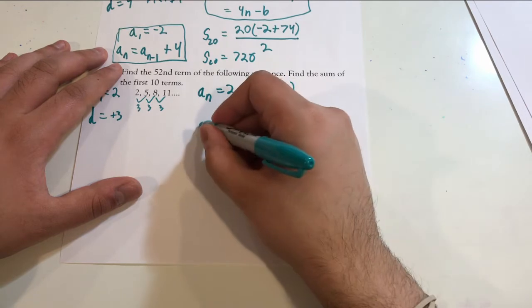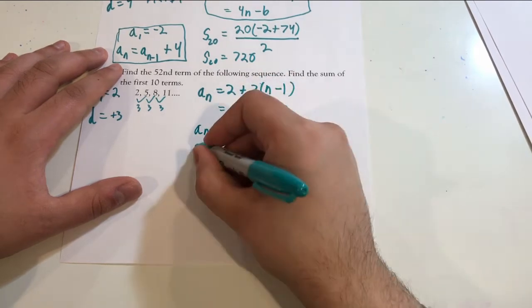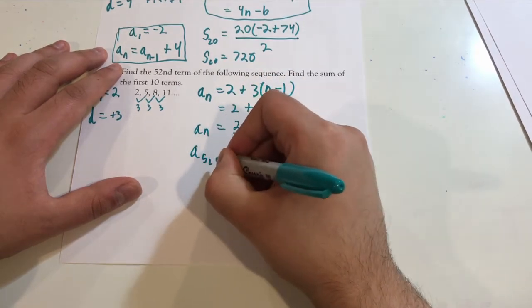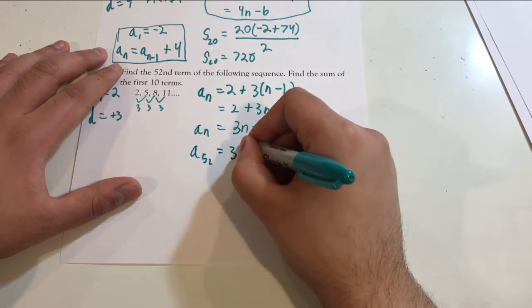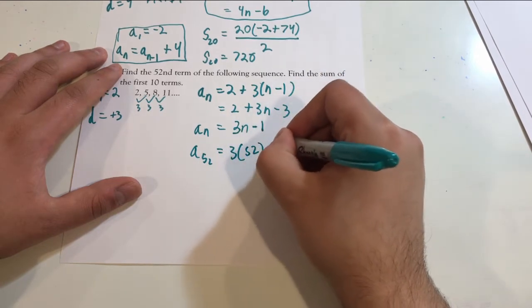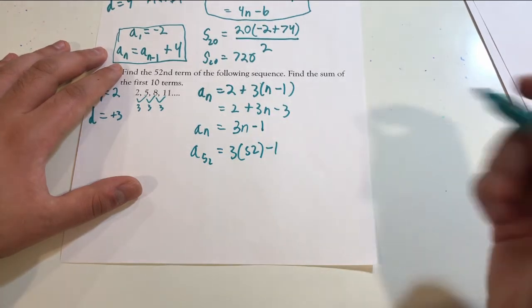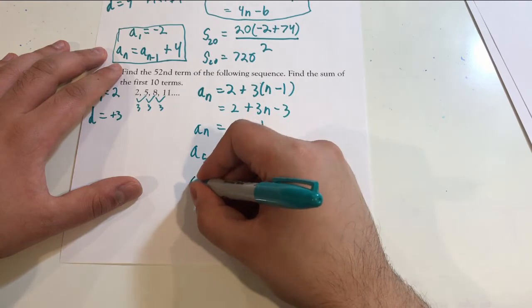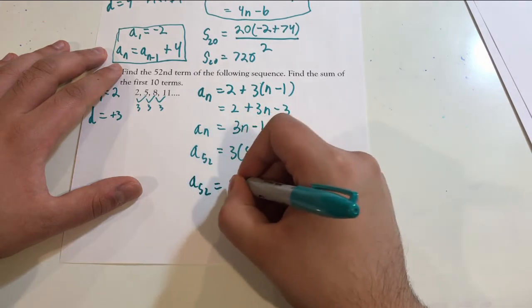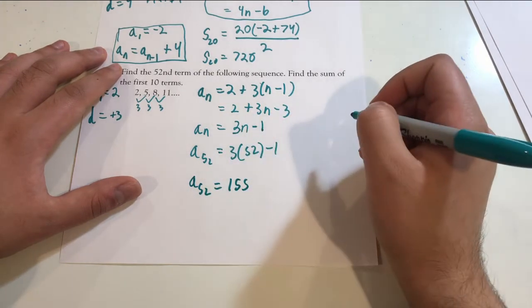Now how do I find the 52nd term? Well, that should be a of 52. And that's equal to 3 times 52 minus 1. And then, after just some plugging into your calculator, or you could do this by hand if you so choose, 3 times 52 gets you 156, minus 1 gets you 155. Okay, so a sub 52 is equal to 155.